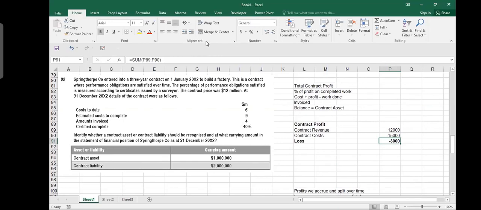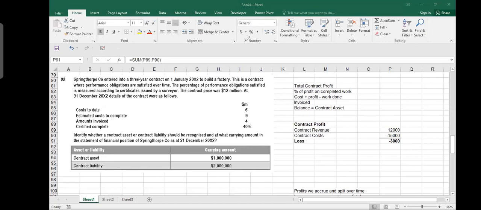If we had a profit of, let's suppose, 3 million, what would you have done? You would have taken 40% of the profit only. You would say that work is 40% complete, so I will take 40% of the profit. But it is not profit, it is loss. And you cannot take 40% of it. All of that loss must be treated immediately. You cannot take loss on a proportionate basis. Okay, so this is important to understand and remember.